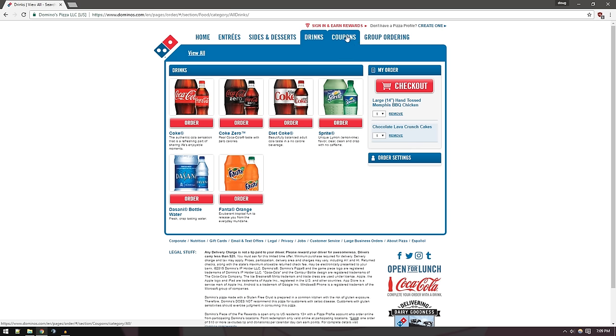The coupons is a pay-to-win tab. You don't actually have to go there at all. It's like gems in RuneScape, or in that other one that's not RuneScape. You can just circumvent that. You don't need to go there. Group ordering is looking for group, and I prefer to play solo. So let's move on over to checkout.